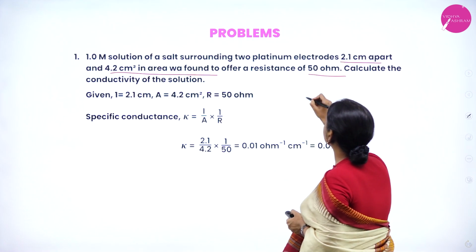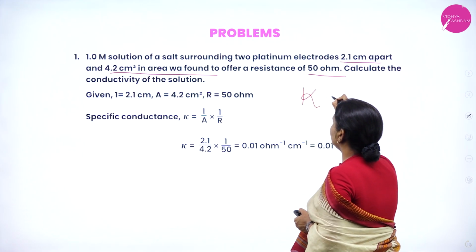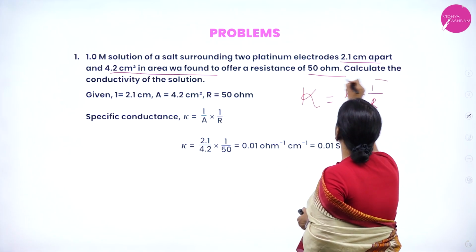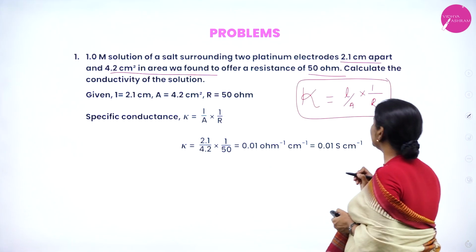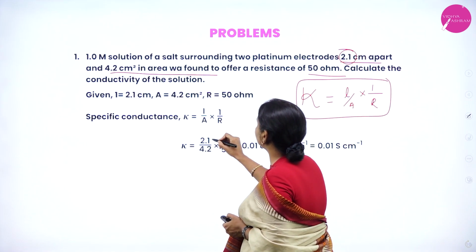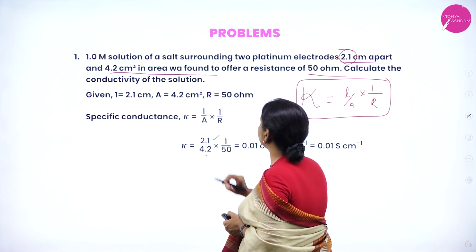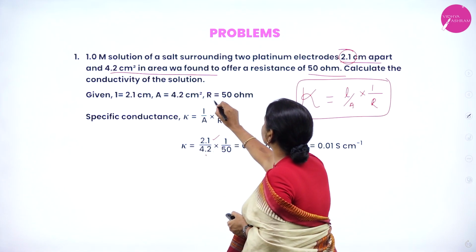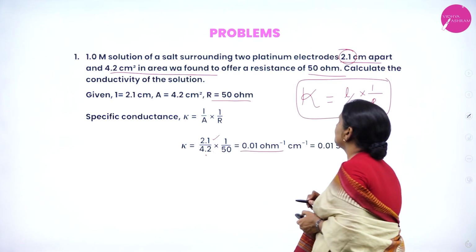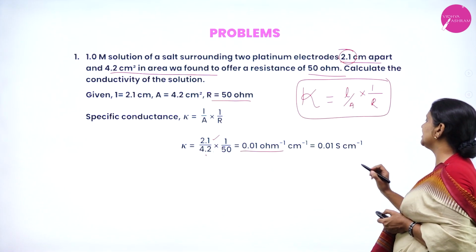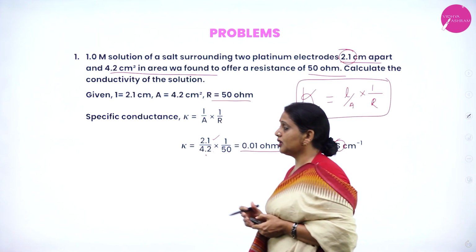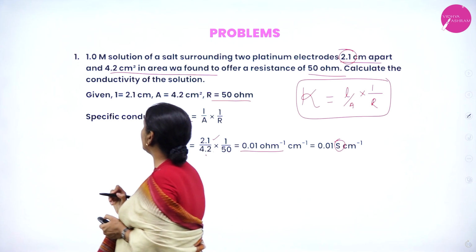If you want to find out conductivity, it is kappa. Kappa is given by L by A into 1 by R. What's the formula to find out conductivity? L by A into 1 by R. What's the value of L? L is 2.1. Area of cross section is 4.2. Resistance is 50, so 1 by 50. If you calculate this, you'll get the answer 0.01 ohm inverse per centimeter. Ohm inverse can be written as what? Siemens.